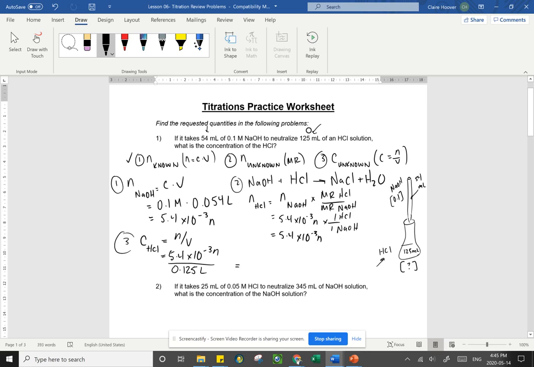Which should give us, and again, we're going to report this to one significant figure: 54 has 2, 0.1 has 1, 125 has 3. So we're going to convert that to 0.04 moles per liter. Or you could also do this as 4 times 10 to the -2, again, mol per L, or in square brackets, they're all the same. But essentially what we're saying is the concentration of this acid must have been 0.04 moles per liter.